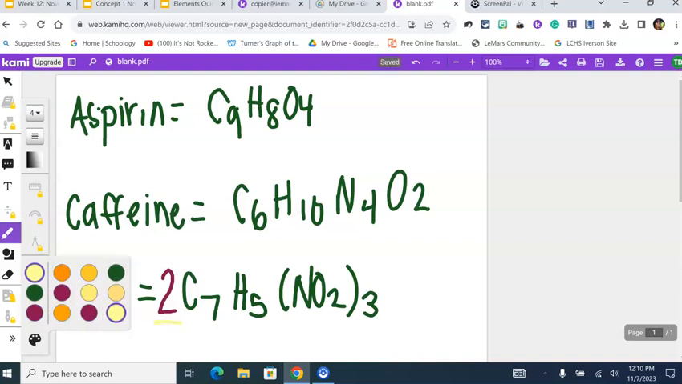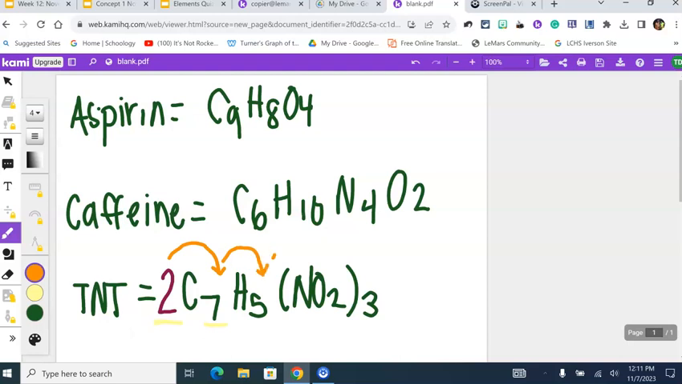This number that is next to it is called a coefficient. The number that is written below it is called a subscript. Now, if I were to write a number above it, that would be called a superscript. But here's what you have to know about counting. A coefficient multiplies everything behind it. Everything.